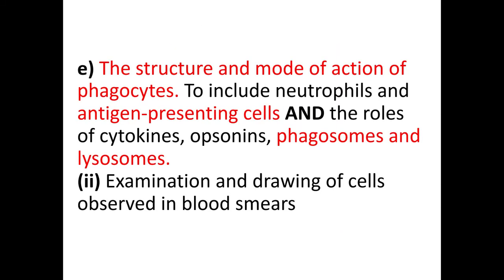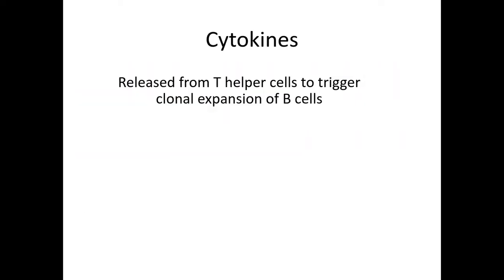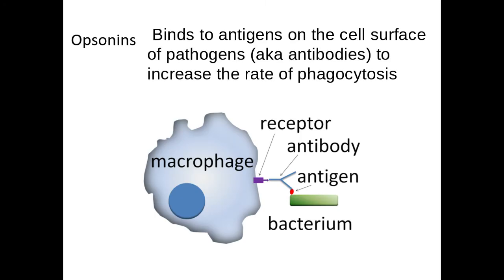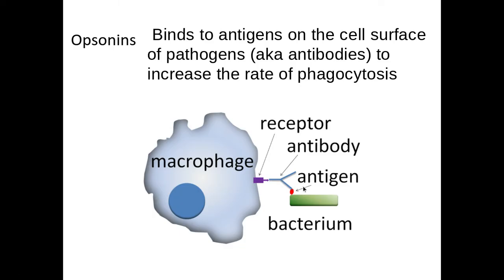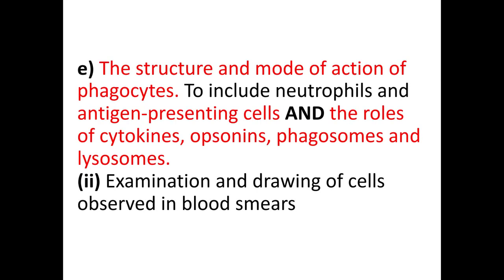So we've looked at those things so far. We're going to look at the roles of cytokines and opsonins. So cytokines, these are released from T helper cells to trigger clonal expansion of the B cells. You're going to look at this in more detail in the next video. Opsonins, these bind to antigens on the cell surface of pathogens to increase the rate of phagocytosis. So an antibody acts as an opsonin because an antibody binds to an antigen on the cell surface of a pathogen.